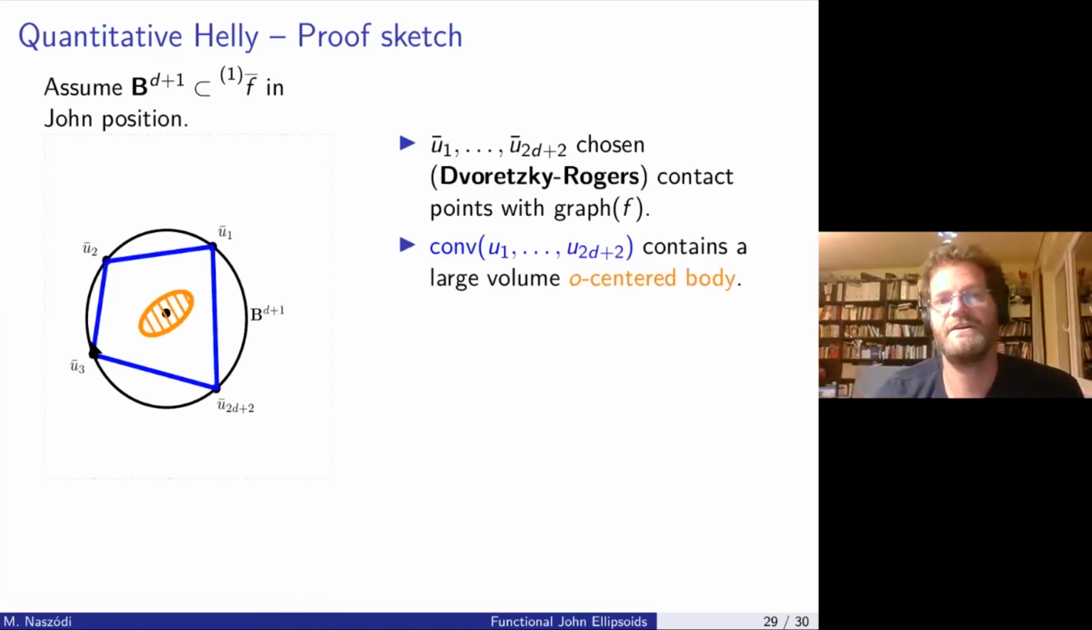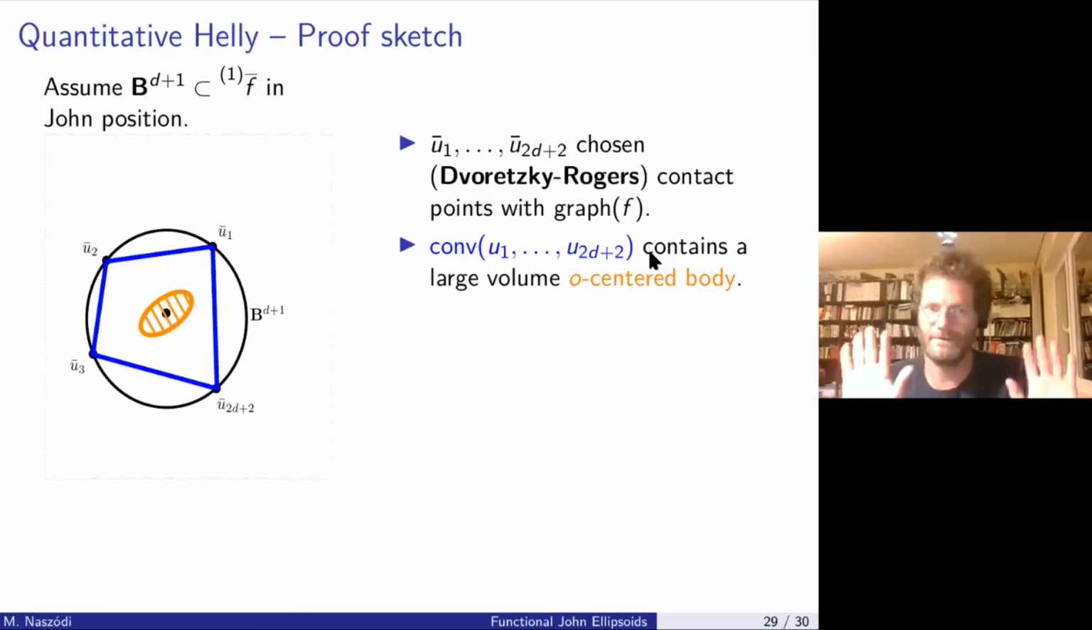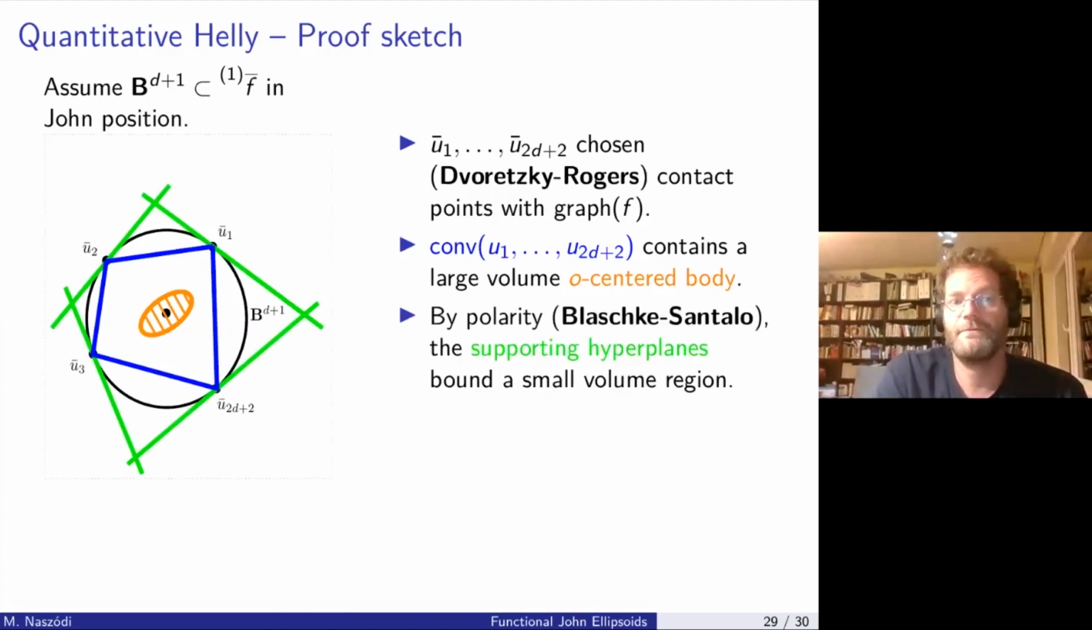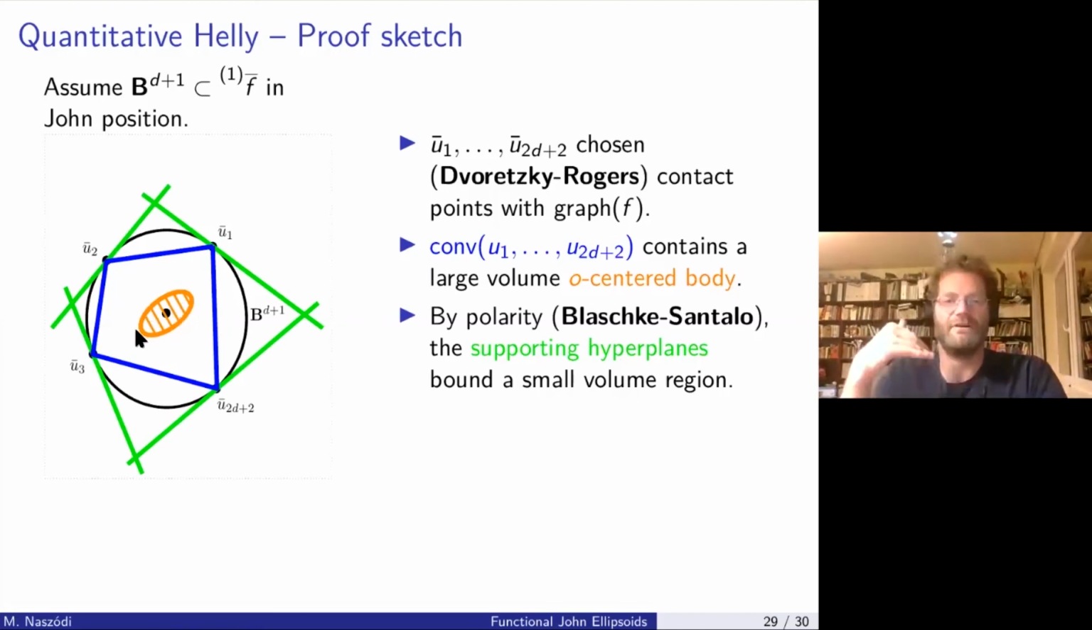Together, these 2d plus 2 points give you a convex body, which, as it turns out, contains a not so small volume origin-centered convex body. So using the Dvoretzky-Rogers lemma, we find a convex body which is contained in the convex hull of 2d plus 2 contact points. So far so good. And then we just use polarity. Here we have this origin-centered convex body with relatively big volume, we have a lower bound.